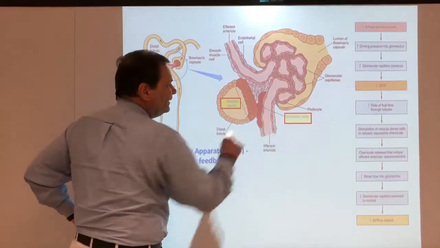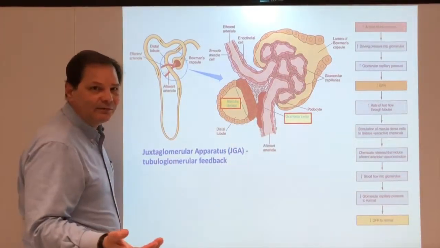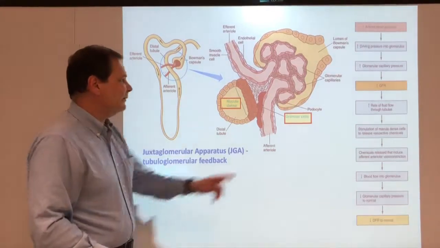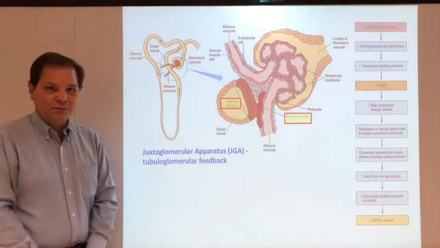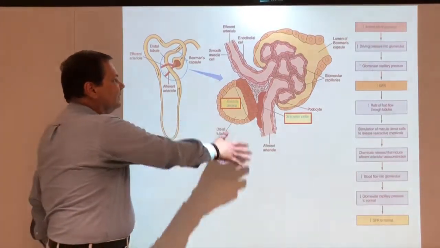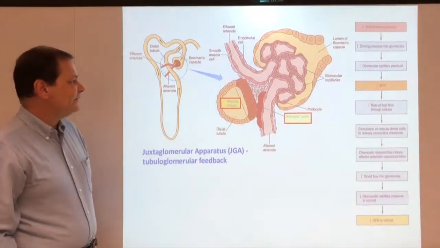We also have granular cells here. They're not involved in the JGA response, the tubuloglomerular feedback. They're actually responsible for secreting renin, which we'll talk about at a later date. But nevertheless, this is the juxtaglomerular apparatus, as you see it here.